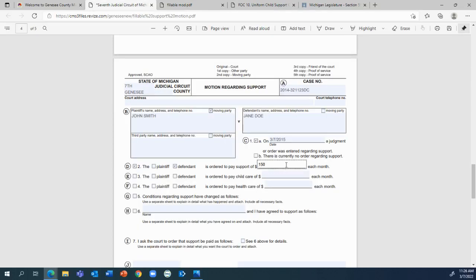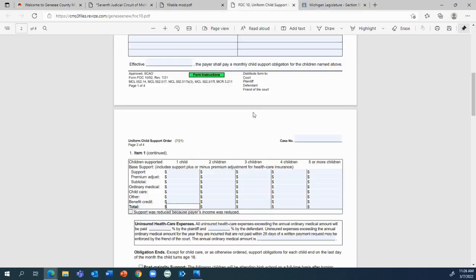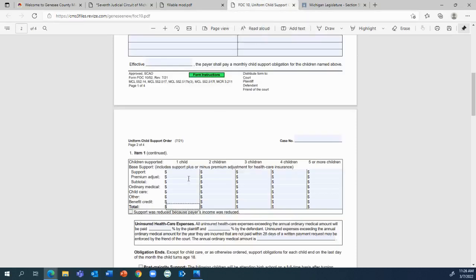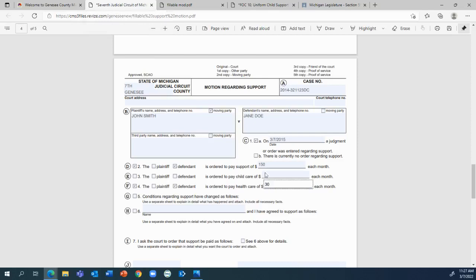So I'm going to say it was $150 a month in this base support over here. And I'm going to say that there was no child care, because child care is pretty uncommon. But I'm going to say that the defendant was ordered to pay health care of $30 each month. And again, flipping back over to the Uniform Child Support Order, that would be something that I would find right here. So you can see what that might look like. If I'm going back and looking at my Uniform Child Support Order, I would be pulling those numbers from here. All right, back to the motion.